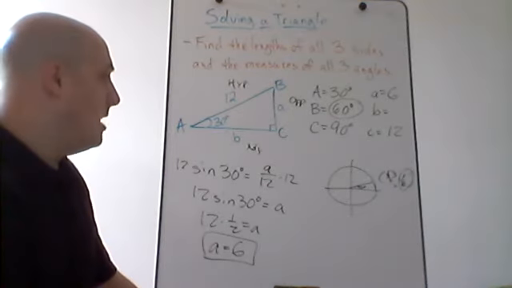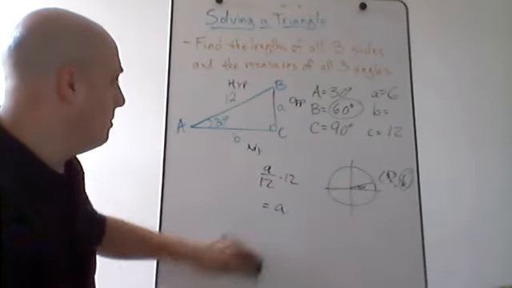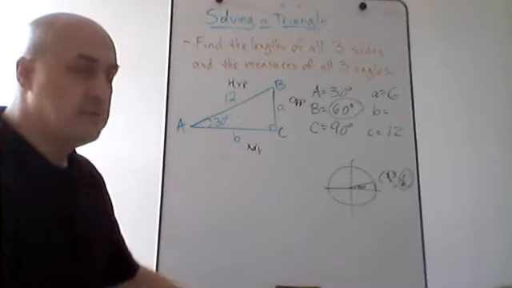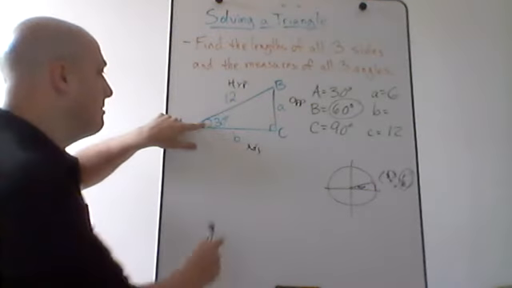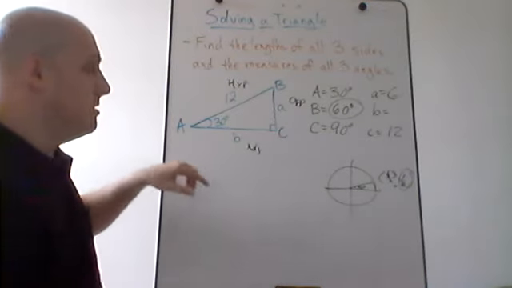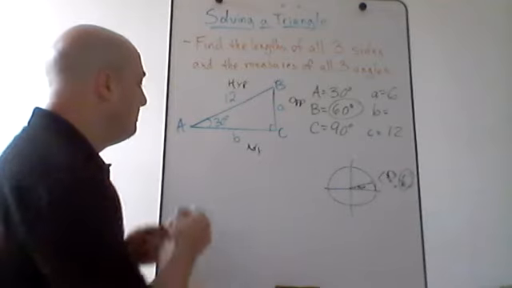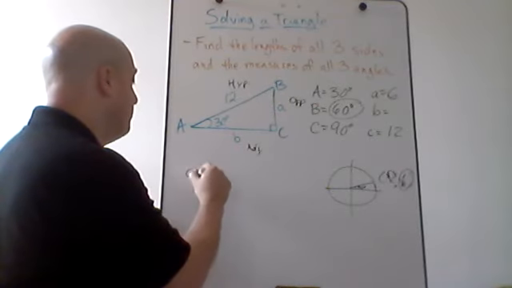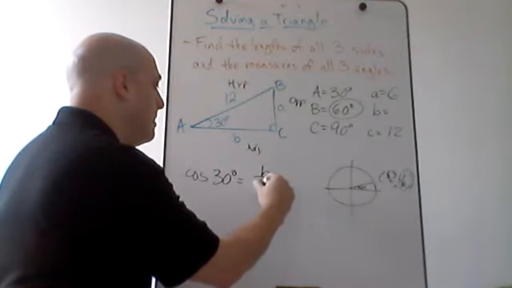Now I want to find side B. To find side B, I'm going to erase the work I did to find side A, since I have to do something similar. I still know this angle of 30 degrees, but now side B is my adjacent side. So I want to use the trig function that relates the adjacent side with the hypotenuse, and that's going to be the cosine function. So cosine of 30 degrees is going to equal side B over 12.